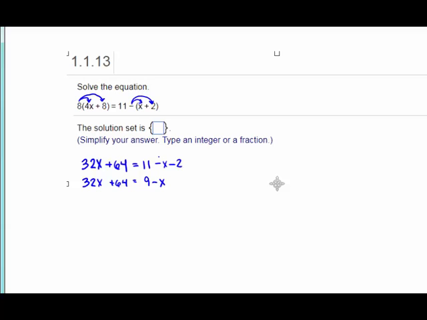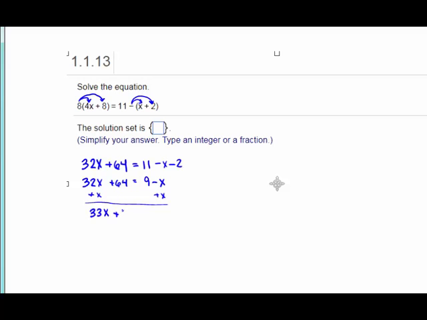All right, our next step is to get the x's on one side of the equation and our numbers on the other side of the equation. So we're going to start moving things around. I'm going to start by adding an x to both sides of the equation. So 32 and 1 make 33x.